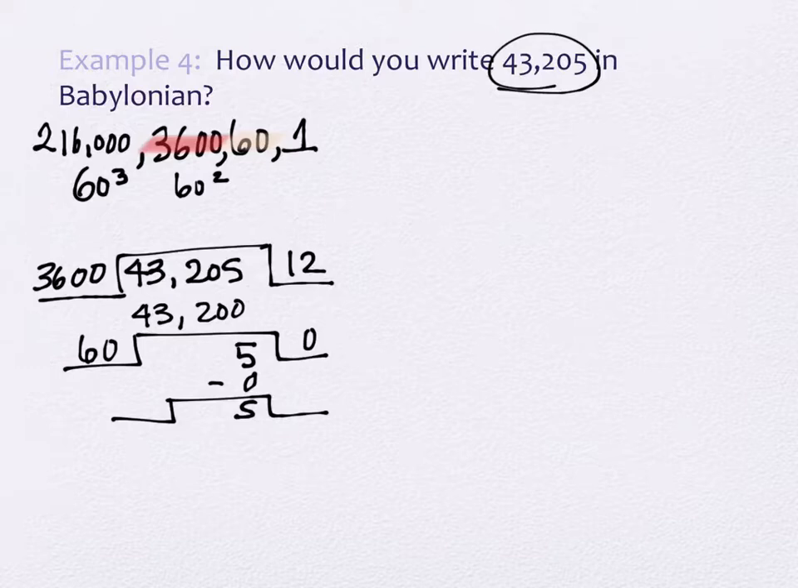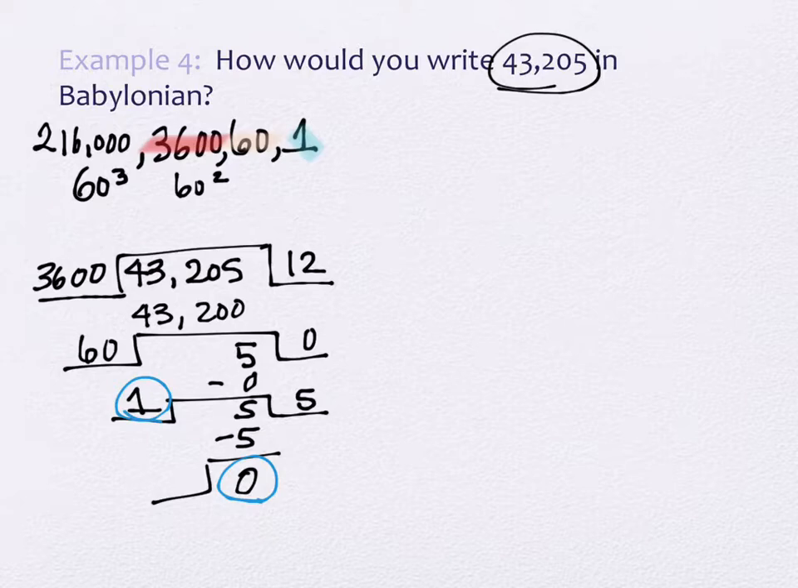And then my last place value is a ones place, so I divide by the number 1. When I divide by 1, it goes in 5 times. 5 times 1 is 5. So I stop when I get a 0 after having divided by 1. That's when I stop the whole division process: when I get a 0 after dividing by 1.